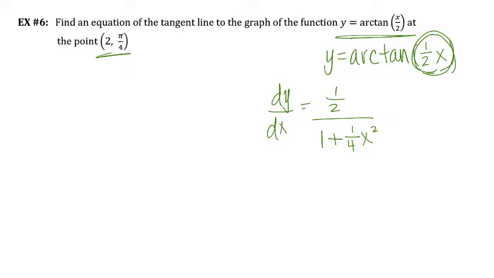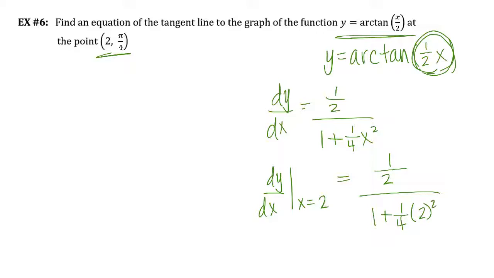And so let's see, what we'll need to do now is do some substitution. Notice our x value is 2, so we need to evaluate this derivative at the value of x equals 2. And so we're going to have 1/2 over 1 plus 1/4 times 2 squared. And so it looks like we're going to end up with 1/2 over 2, which is going to give us 1/4 for our slope.